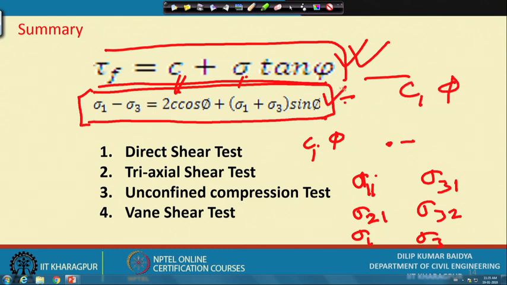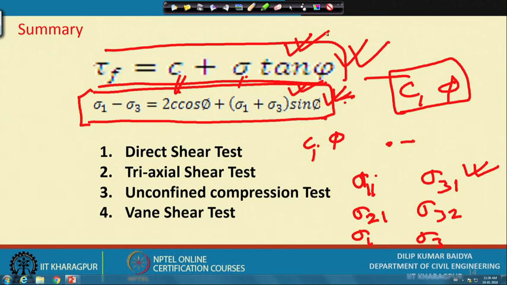So this equation can be utilized, based on the test results, to set up 2-3 equations, and taking 2 equations and solving, I can find C and phi. This is one way to find C and phi, or one can use the Mohr circle and based on that find C and phi. These are the analytical things we have to be very thorough with, and you have to remember this relationship, because in many places you need to use it.